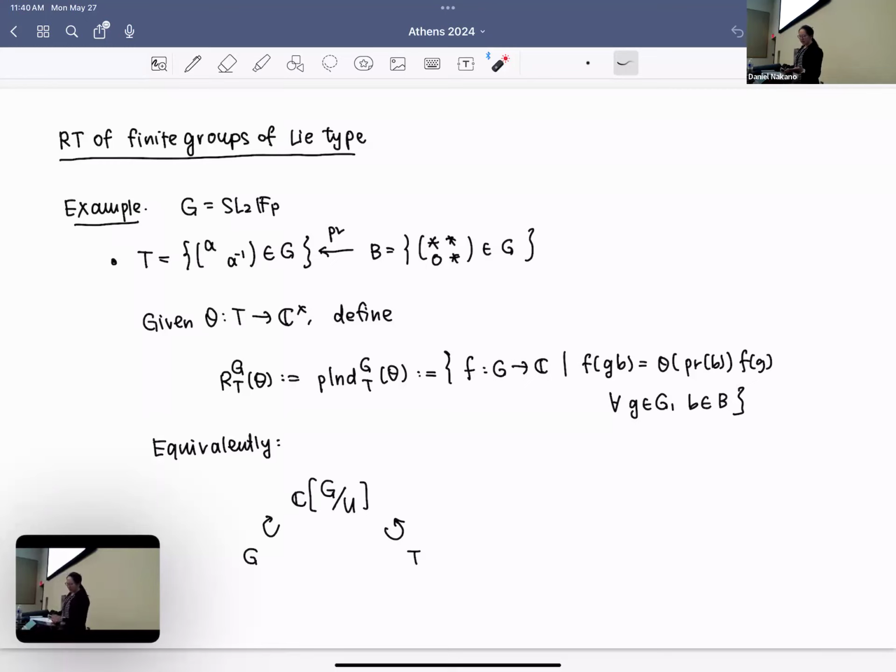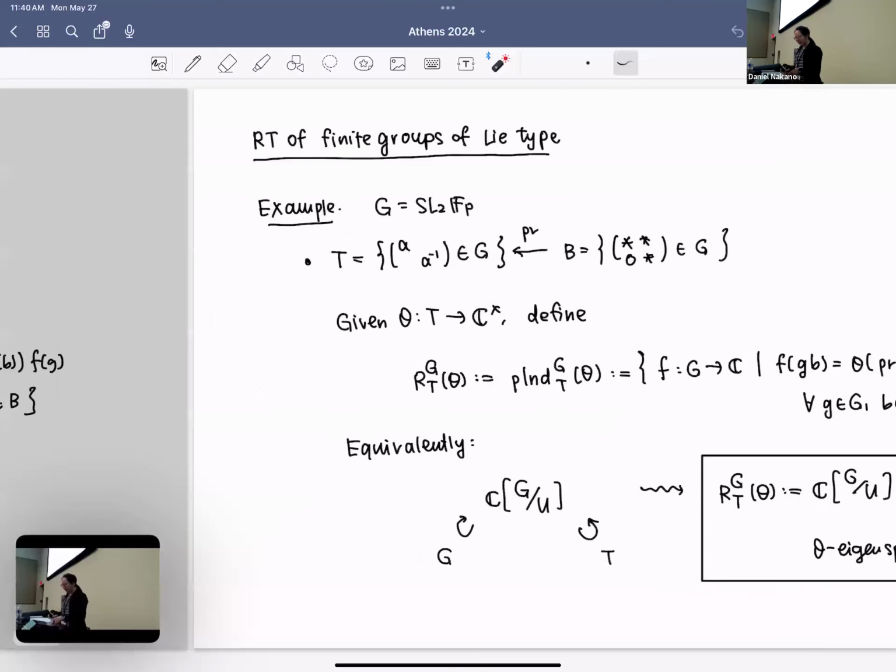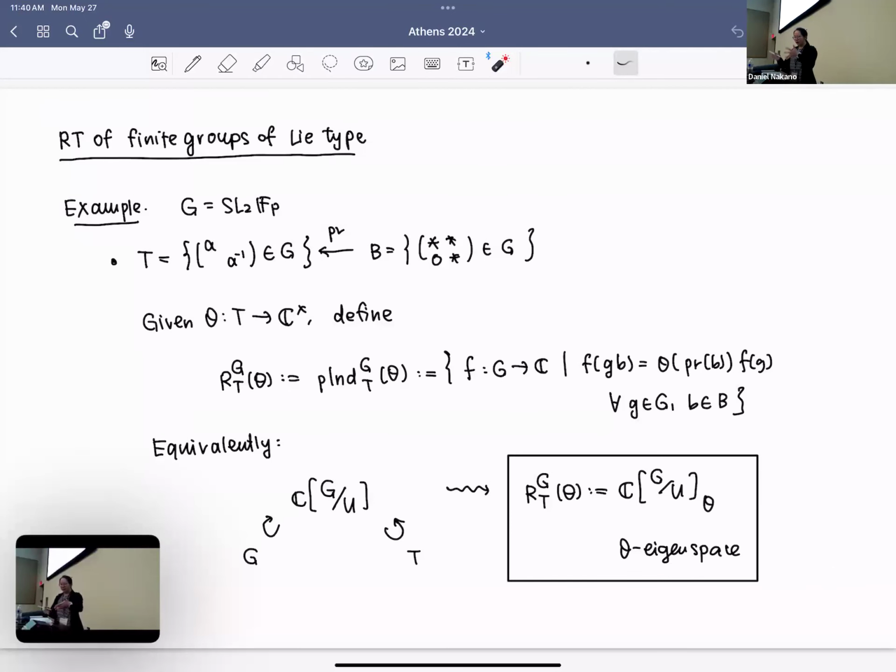And the game is that representations of G are hard, but representations of T are easy. So if I'm given this character theta of T, I can look inside this function space for the part where T acts by theta. So I'm going to denote this with this subscript theta, and this is the theta eigenspace of this function space. I'm going to define this to be this R_T^G theta. So this is a parabolic induction in this case.